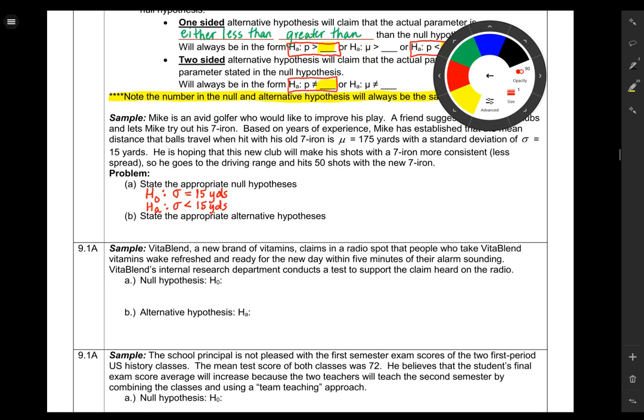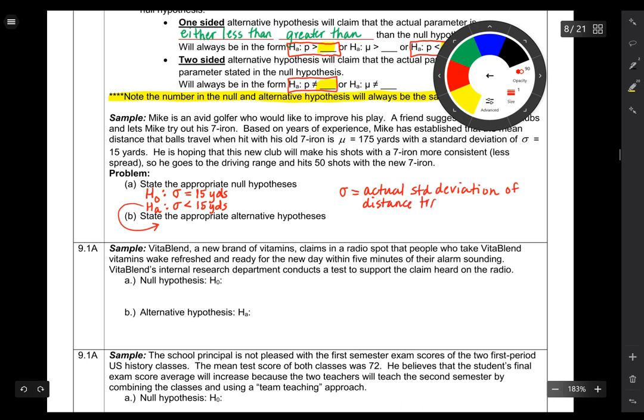But that's not all you do. When you list your null and alternative hypothesis, you must state what your parameter actually means. So this is the actual or true standard deviation of the distance traveled with his 7-iron. You will get points taken off on a test if you don't identify your parameter in context, so be really careful and make sure you identify your parameter.